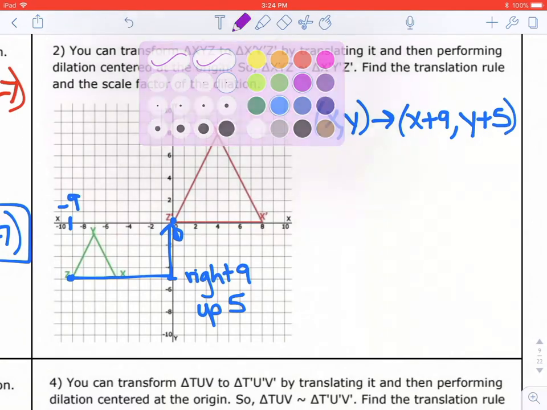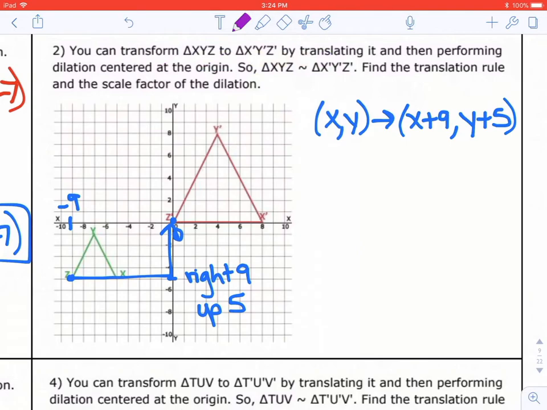And now, let's do the dilation part. So if it dilated, you could pick out that the height of this triangle was 4, and the height of this triangle, the image, is 8. And so it definitely got larger, so we have a scale factor of R equals 8/4, which we can certainly reduce to just 2.